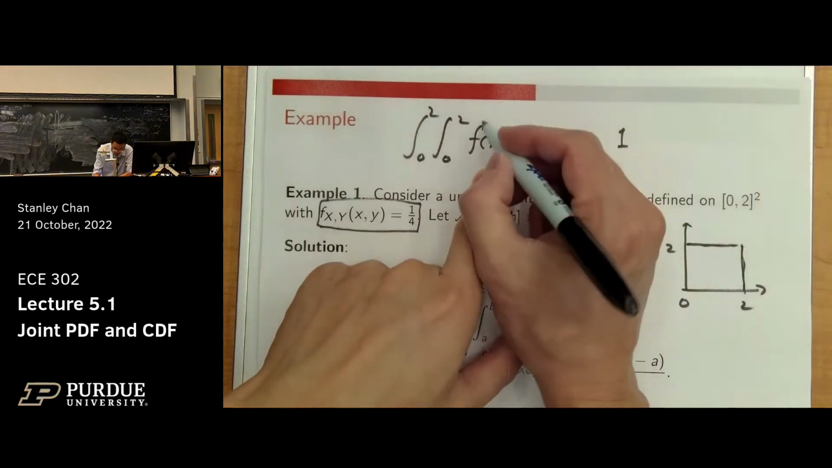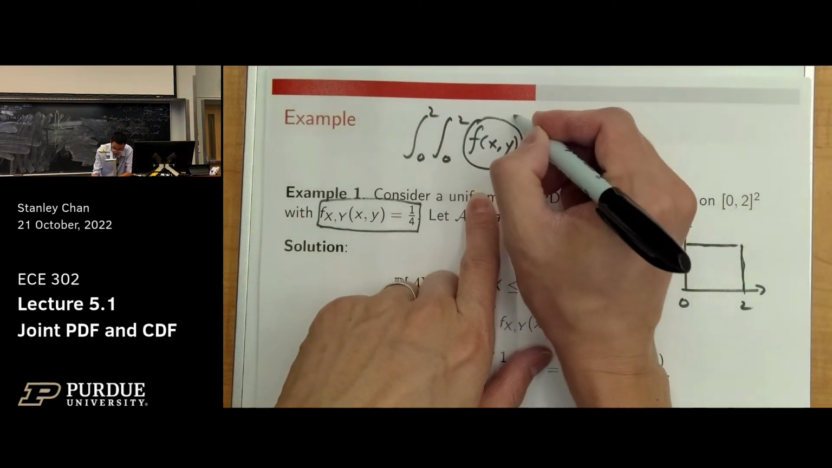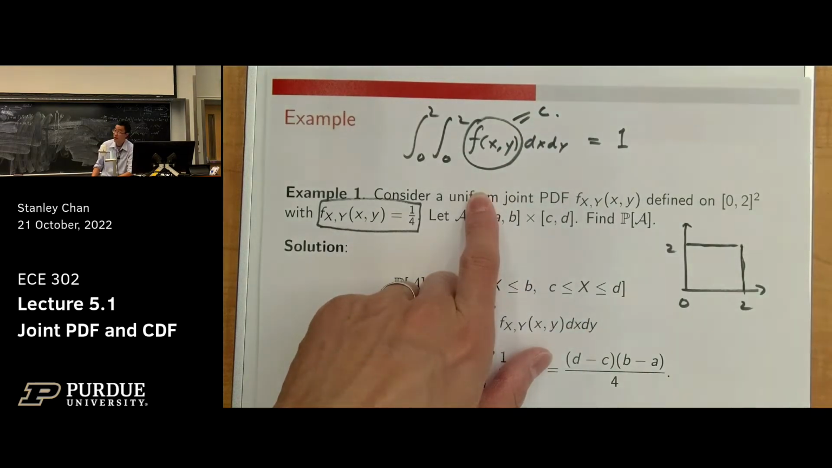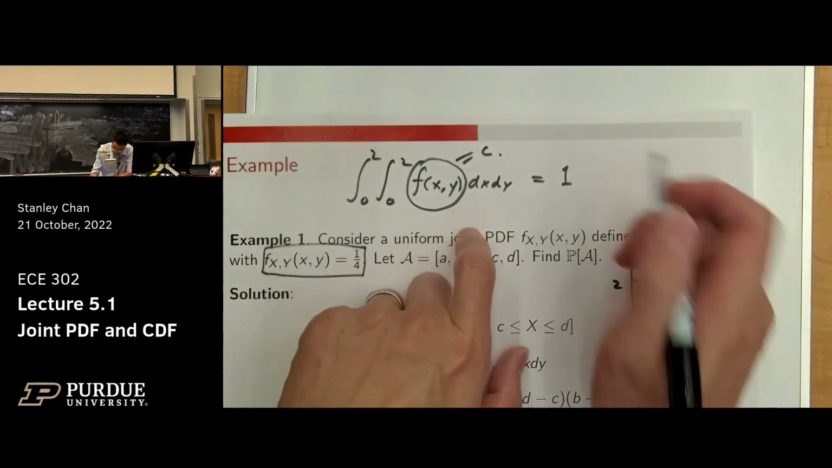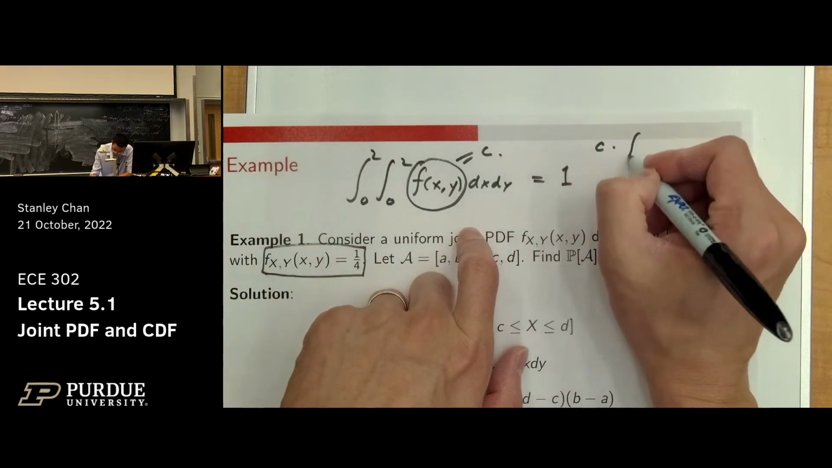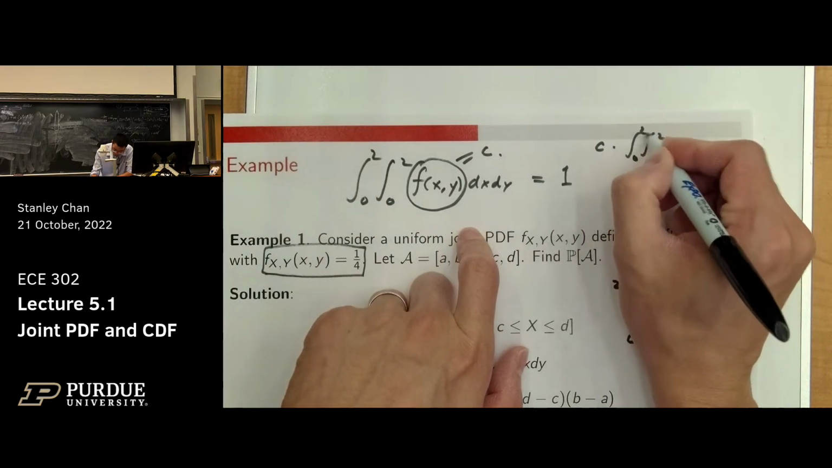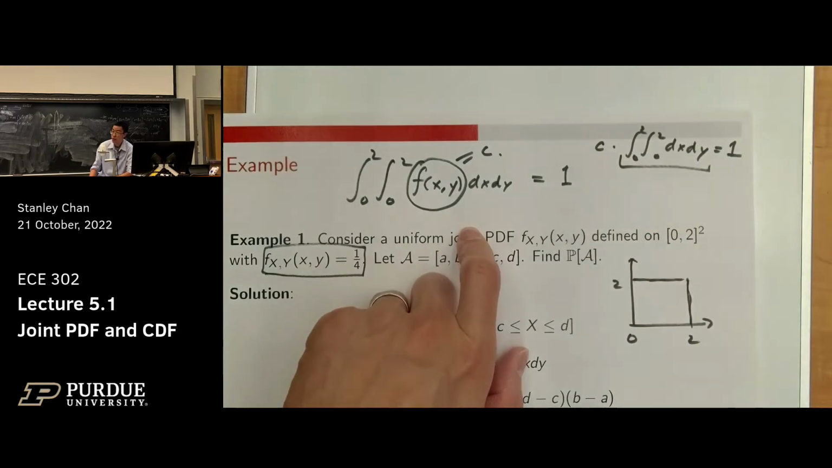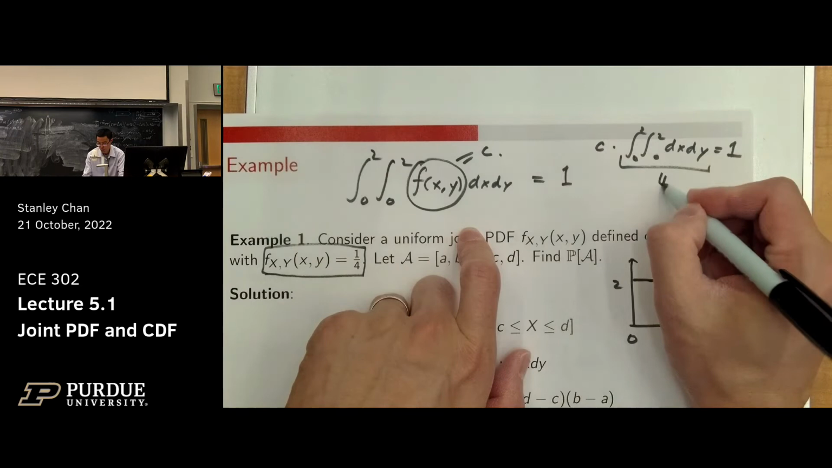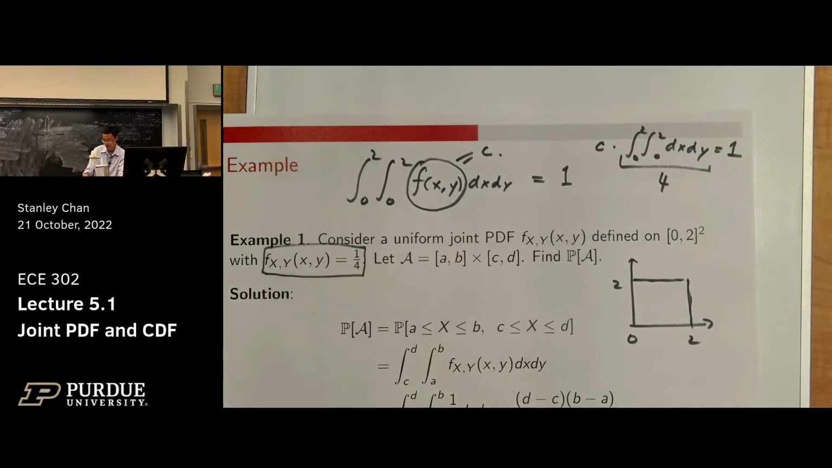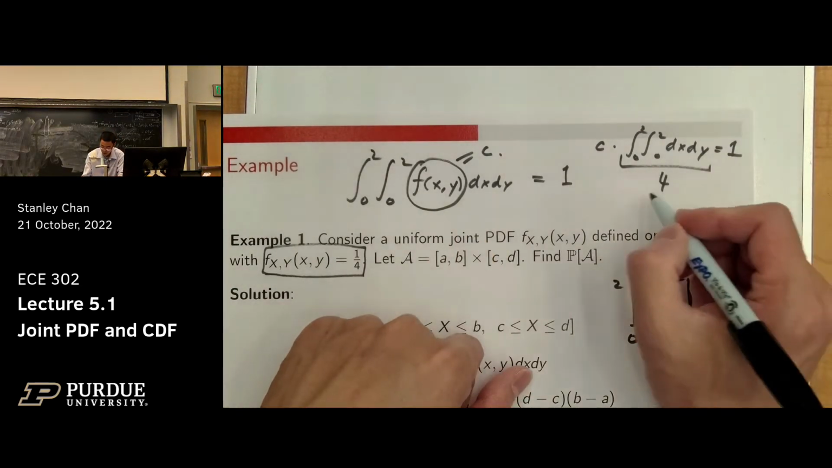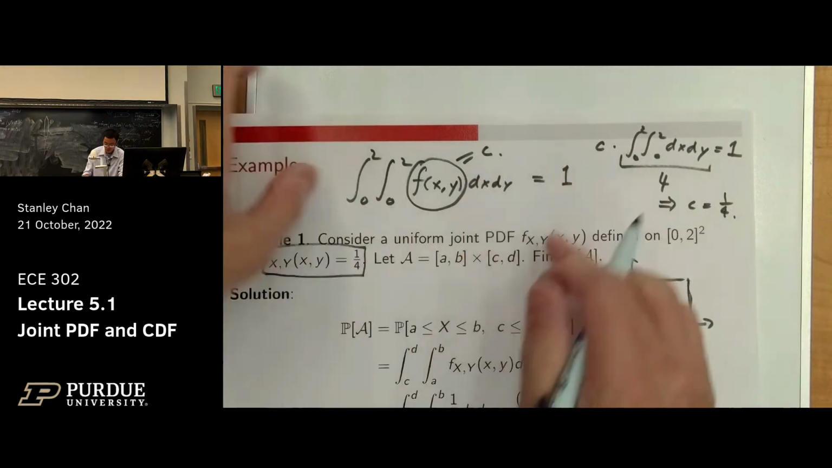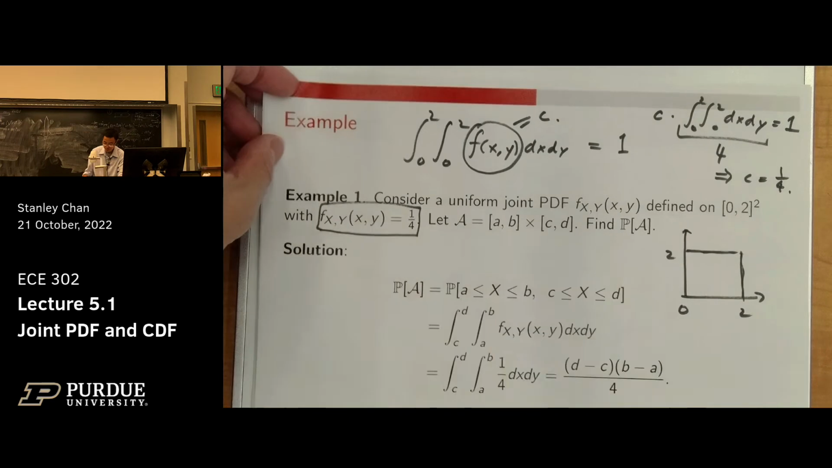And now what is this? This thing is uniform, right? So it's just a constant. I call it C. So you have this C times this integration from 0 to 2, 0 to 2, dx and dy has to be 1. Then what is this integral? That integral is just 4, right? You're integrating over the square. So that will give you 4. And so that means C equals 1/4. So you know that this is true.